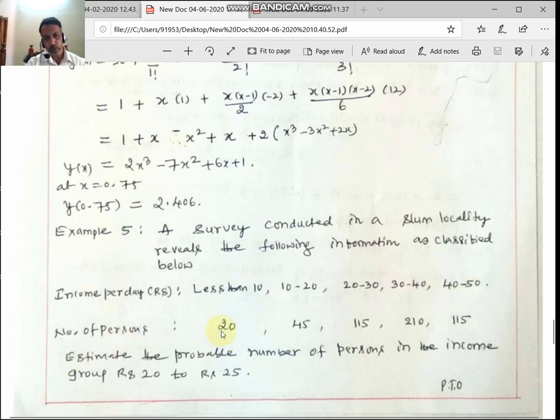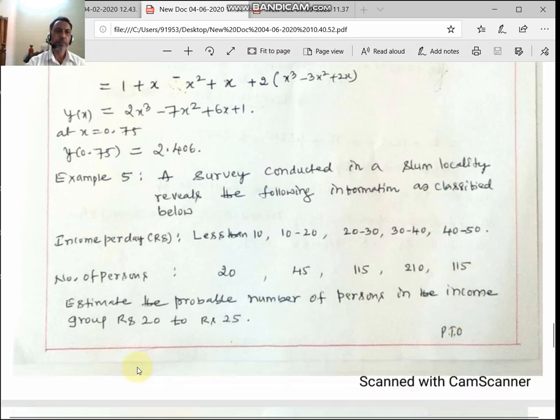And the number of persons who are earning less than 10 rupees is 20 persons. Number of persons earning rupees between 10 and 20 is 45. Number of persons earning rupees 20 and 30, 115 and so on. Number of persons earning rupees 40 to 50 per day is 115. Now the question is, estimate the probable number of persons in the income group rupees 20 to 25. We have to find the number of persons who are earning rupees 20 to 25.